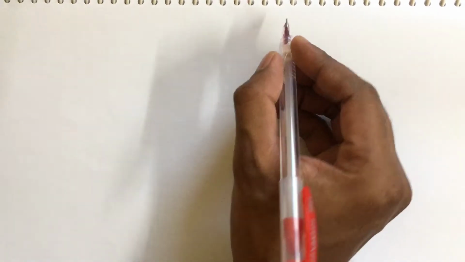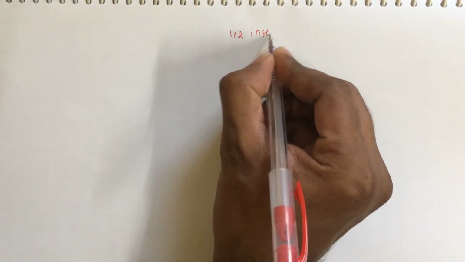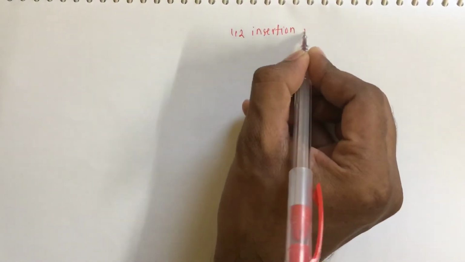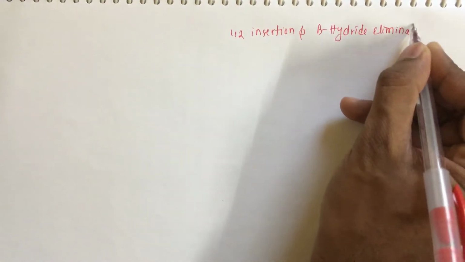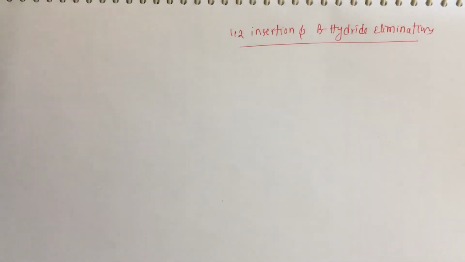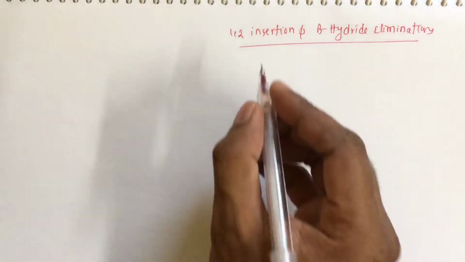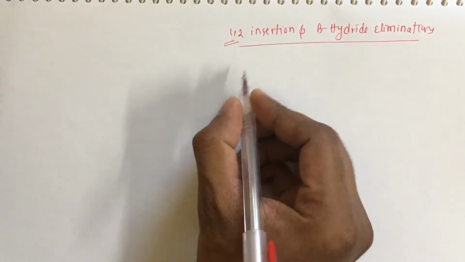So the next topic is 1,2 insertion and beta-hydride elimination. These two are very important from an examination point of view. We just need to remember the conditions. First we'll go for 1,2 insertion. In 1,2 insertion, what will happen?